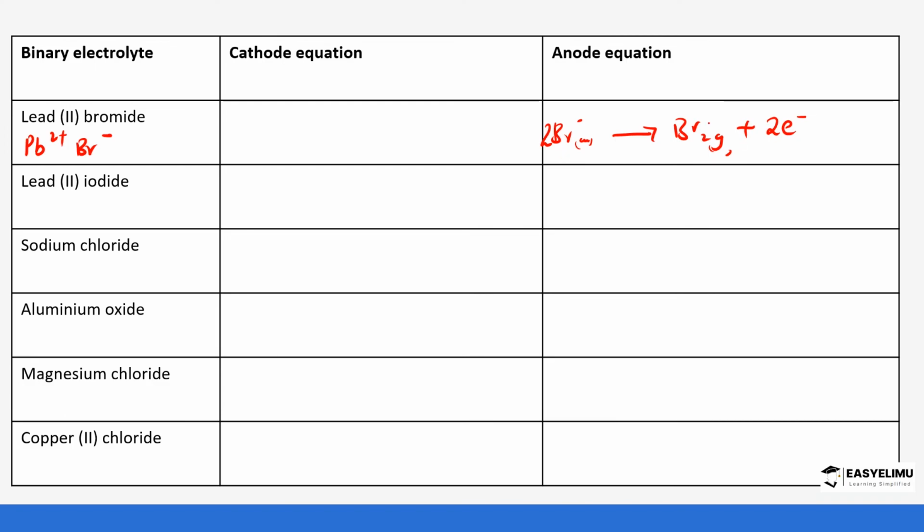So these two electrons are the ones that are gained by lead. So the lead ions gain those two electrons lost by bromine to form lead solid.